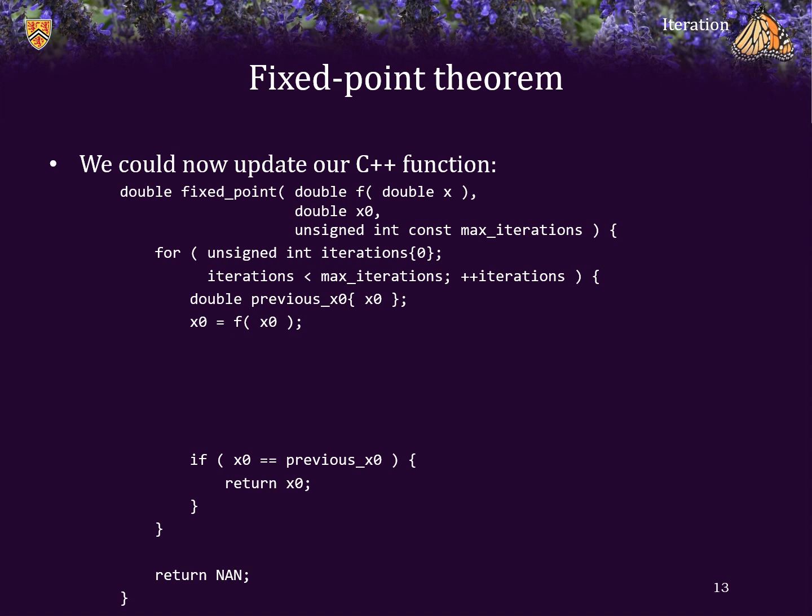So from before, we iterate. However, what happens if x0 becomes infinity or not a number? Well, inside the cmath library, there is an isfinite function. It returns true if x0 is a finite floating point number. That is, it is not infinity and it is not a number. Well, if it is not finite, then it's diverged, so we will return not a number.